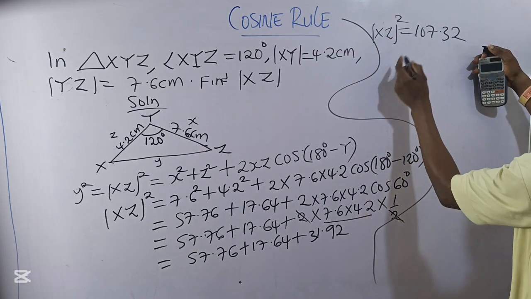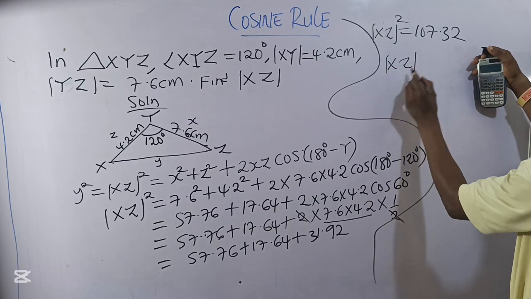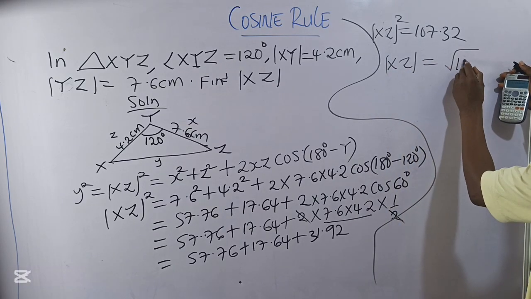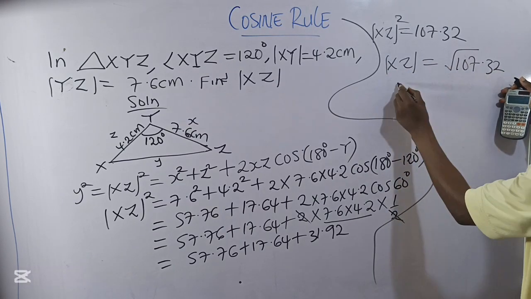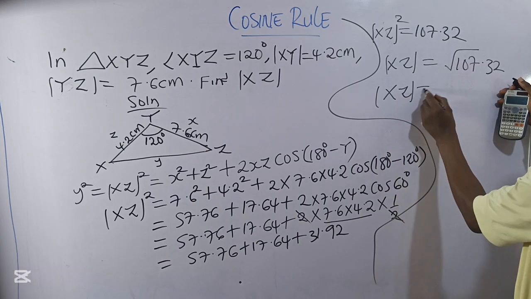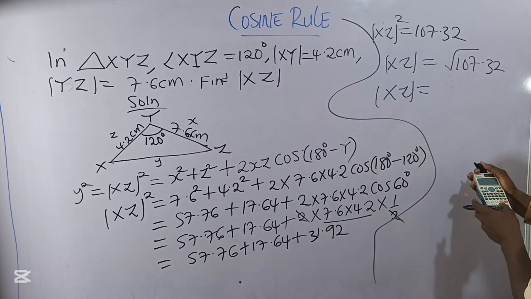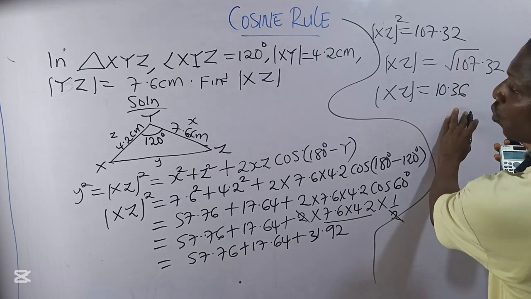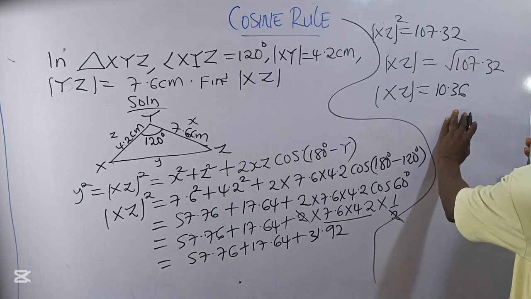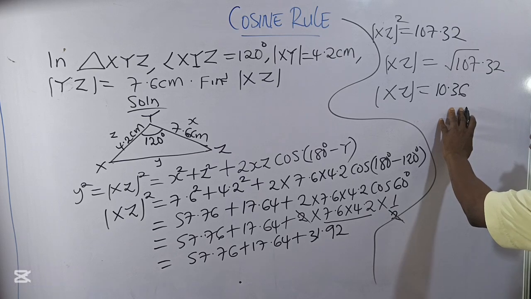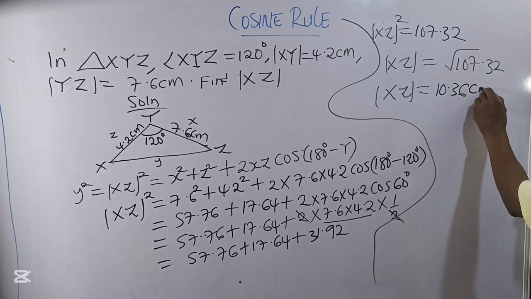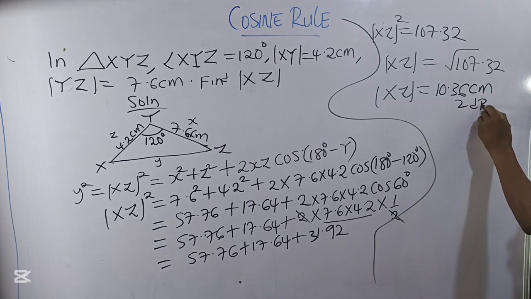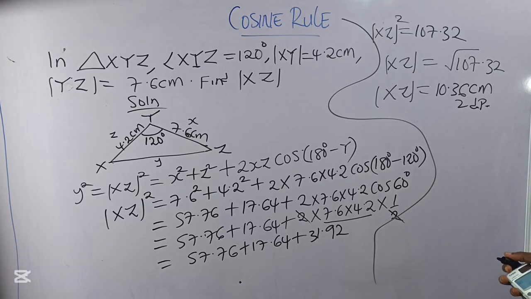So removing square, I'll have SZ to be equal to the square root of 107.312. And SZ will be equal to square root of my answer, which will give me 10.36 to 2 decimal places, 10.36 centimeter to 2 decimal points. So this is my answer for this.